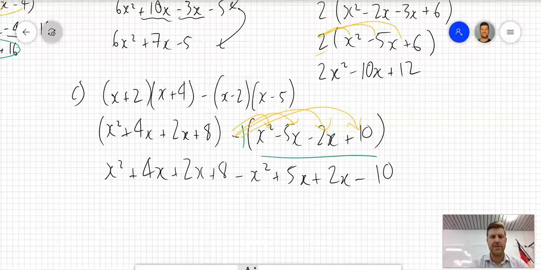I've got lots of terms. I've got 8 terms in total. One like term with another like term here, like term here, here, and here, and 2 constant terms here and here.